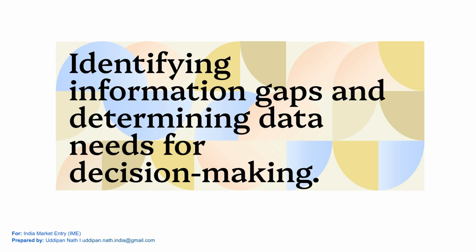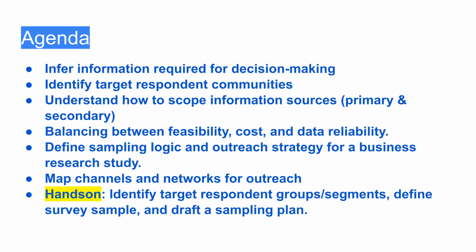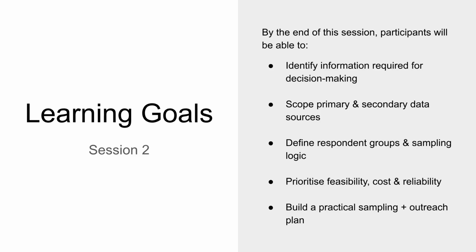The goal of this session is identifying information gaps and determining data needs for effective decision-making. Our agenda includes inferring required information, identifying target respondents, scoping information sources, balancing feasibility and cost, defining sampling logic, and mapping outreach channels. We will also have a hands-on exercise. By the end of this session, you will be able to identify necessary information, scope data sources, define respondent groups and sampling logic, prioritize trade-offs, and build a practical sampling and outreach plan.